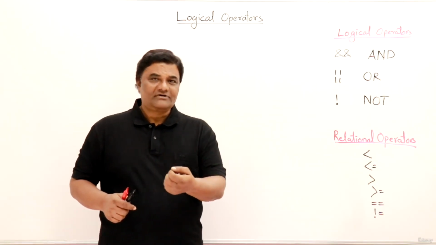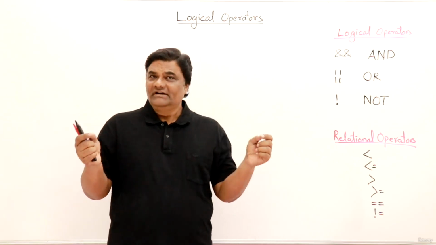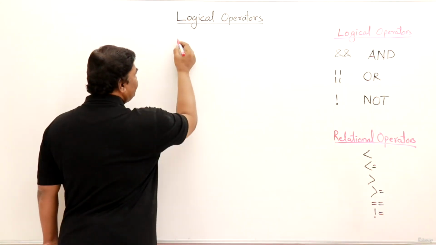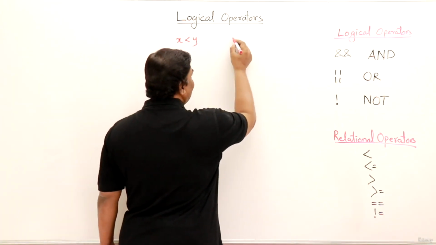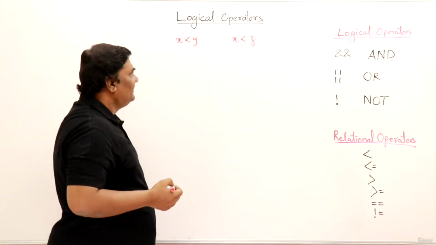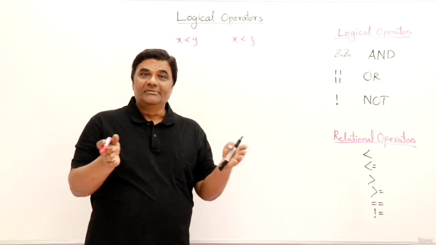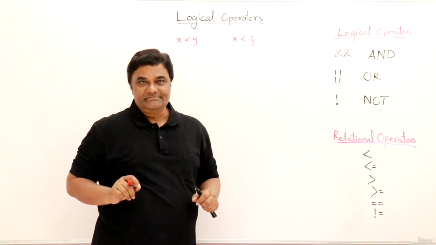So we have written some programs in the previous video. Now, if I have more than one condition, how do I join them? Suppose I have two conditions, that is x is less than y, as well as one more condition, that is x is less than z. So x, y, z are some variables. I want to combine these two conditions. What is the method of combining them? If I combine them, that will be called a compound conditional statement.